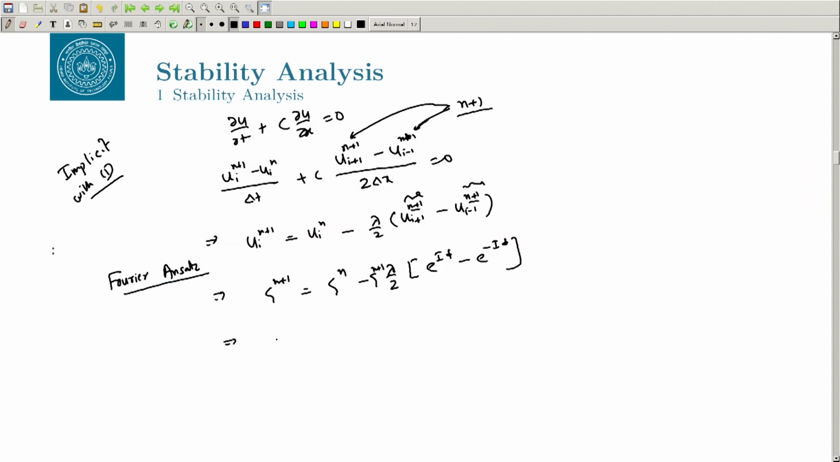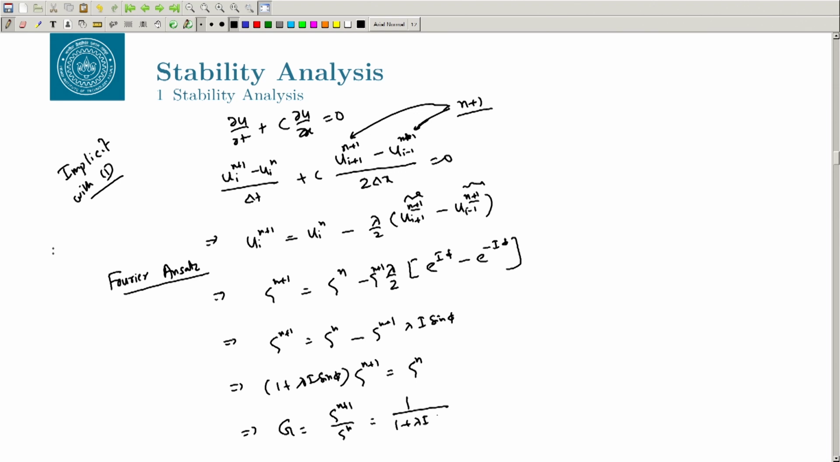Okay. So, this is zeta to the power n+1 into zeta to the power n minus zeta to the power n+1, and this is lambda i sin phi, because 2 and 2 will cancel out. This will become (1 + lambda i sin phi) zeta to the power n+1 equal to zeta to the power n. So the amplification factor g will be zeta to the power n+1 by zeta to the power n, that will be 1 by (1 + lambda i sin phi).